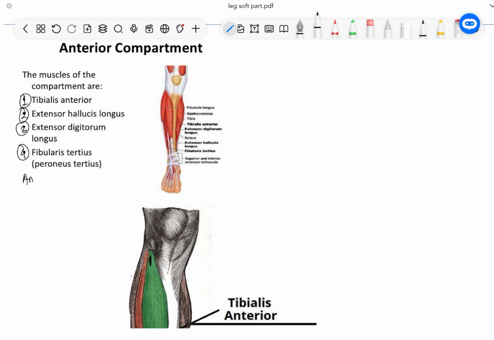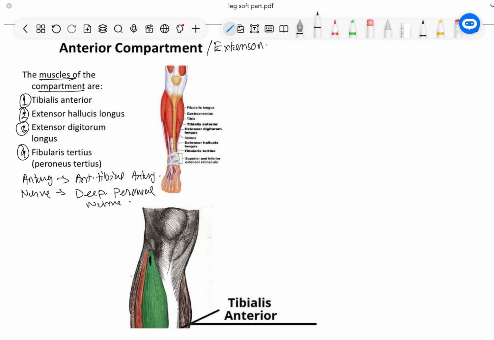These are the muscles. So, what is the artery of this compartment? The artery is the anterior tibial artery. And what is the nerve of this compartment? The nerve of this compartment is the deep peroneal nerve. And for group function, the anterior compartment muscles' other name is the extensor compartment.